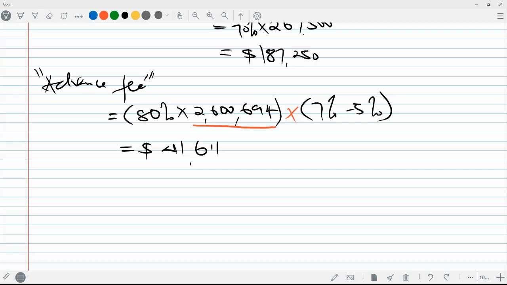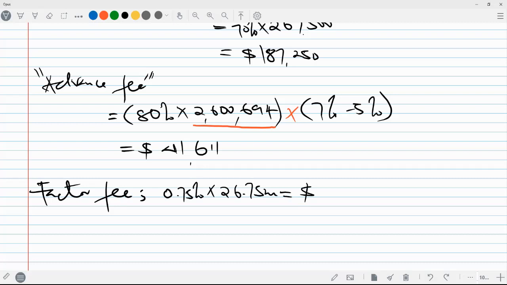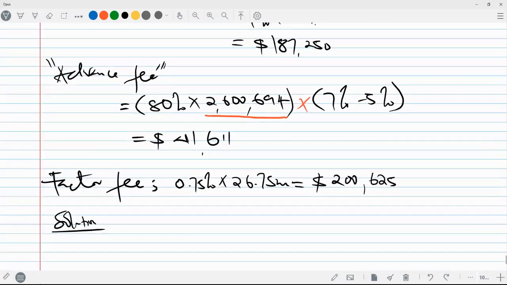Then there is the factor fee, which is 0.75% of the sales on credit, which will be 26.75 million. That gives us how much? $206.25. Therefore, that is the amount of fee you pay, and that is it. Simple as that. This is really the question.